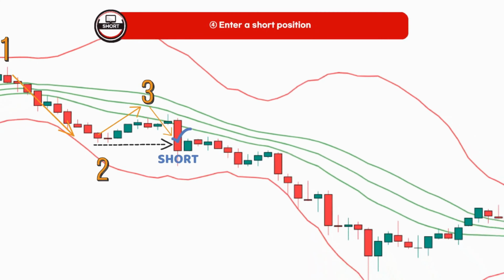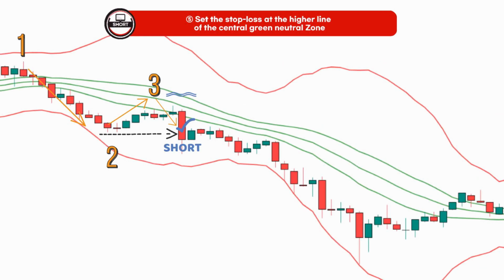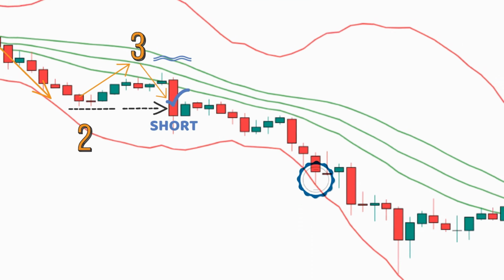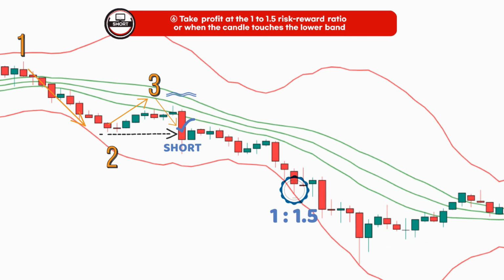Set the stop loss at the upper band of the central green neutral zone and take profit at the 1 to 1.5 position or when the candle touches the lower band. In the following example, profit was taken at the 1 to 1.5. Let's take a look at one more short position example.